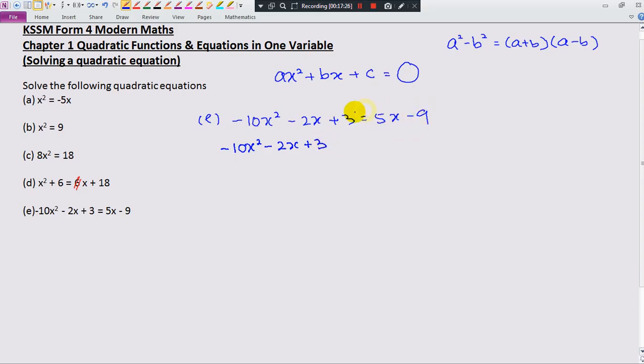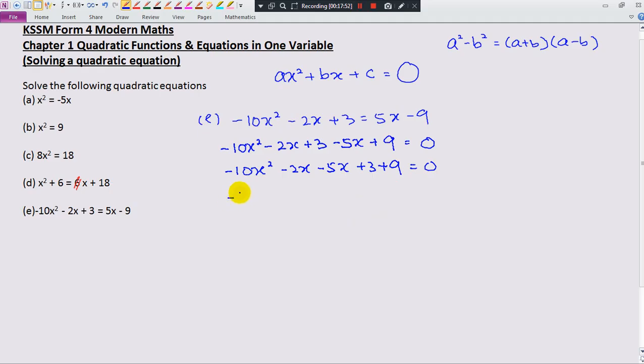Bring these two terms over here. Positive become negative, negative become positive, 0. Okay, so now I will arrange all the terms nicely. Negative 2x, here is negative 5x, positive 3, positive 9.